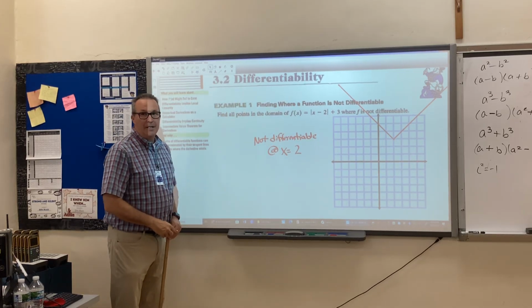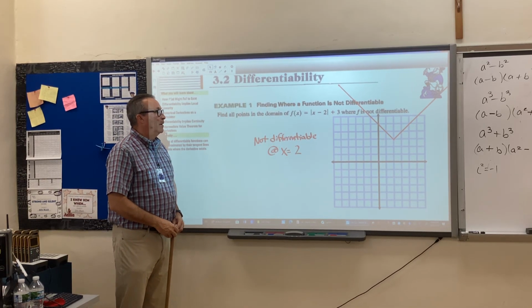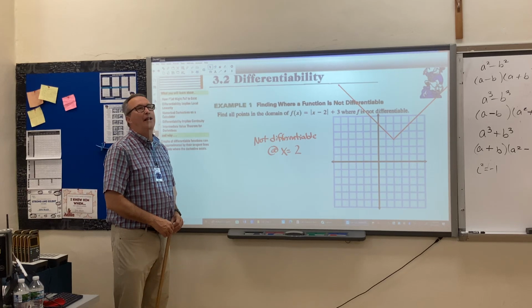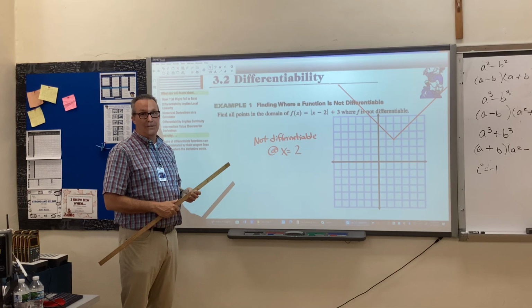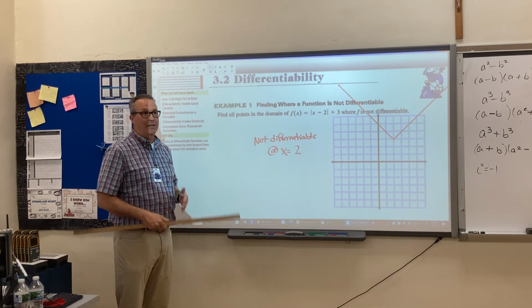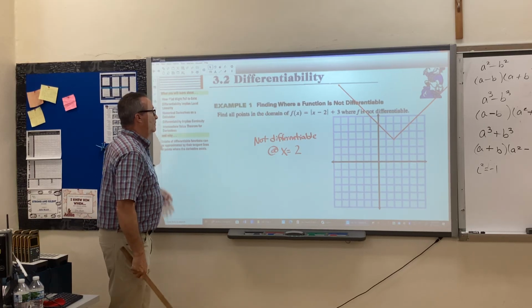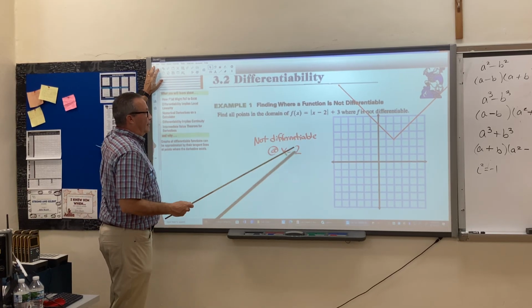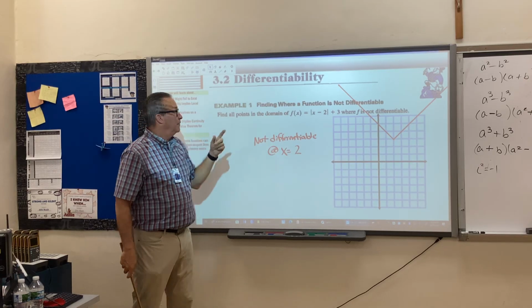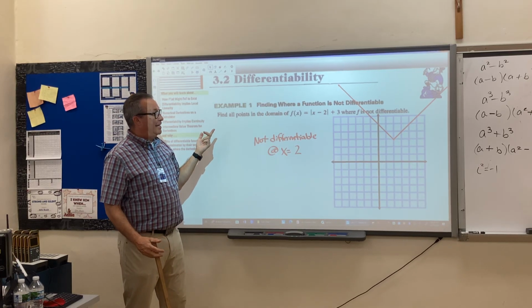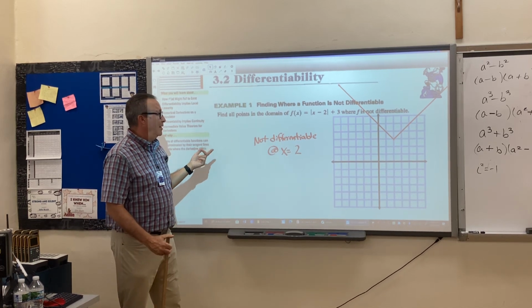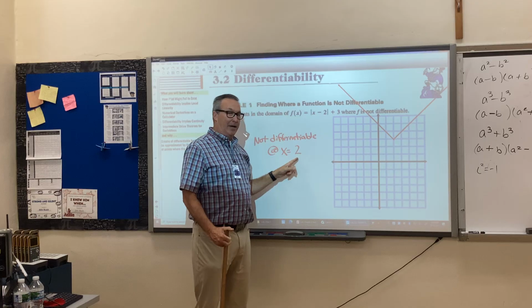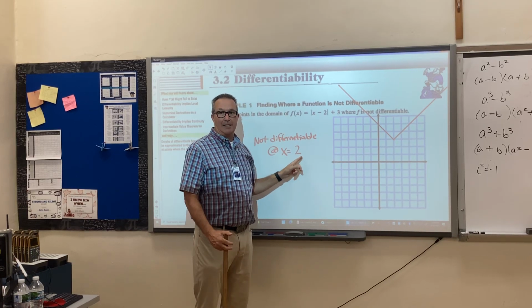Got it? Is it always x values, or can it be y values? If you're telling me where it's not differentiable, the answer to "where" is x equals. The answer to "what" is y equals, the value of the function. They might ask what is the point of non-differentiability. That might not be a word, but the point is the location on the curve, and it's always at x equals.